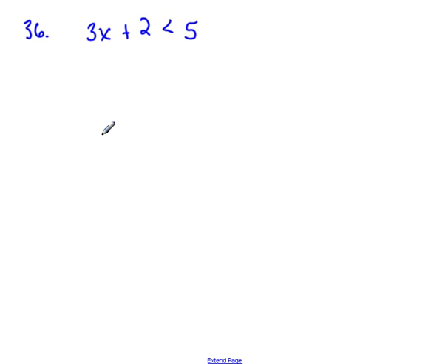Okay, this video is going to cover the even problems 36 to 42. The directions are: solve each inequality, give the solution set in both interval and graph forms. Recall that we solve inequalities the same way that we solve equations. The only difference is that when we multiply or divide by a negative, you flip the direction of the inequality.